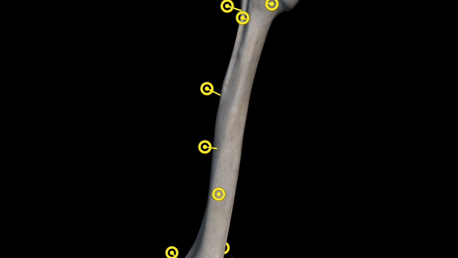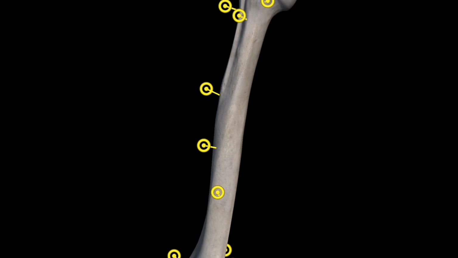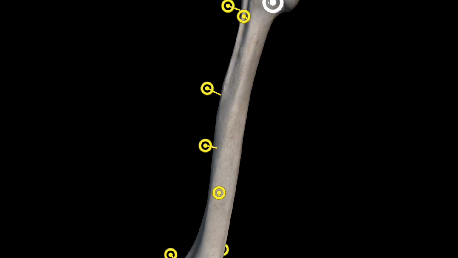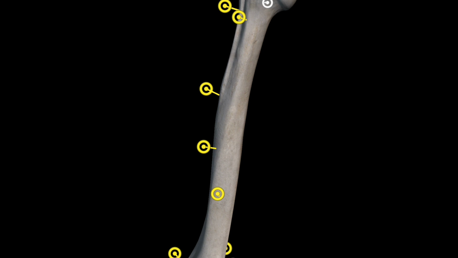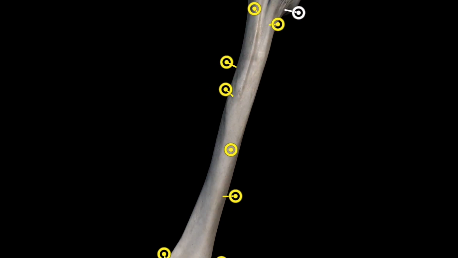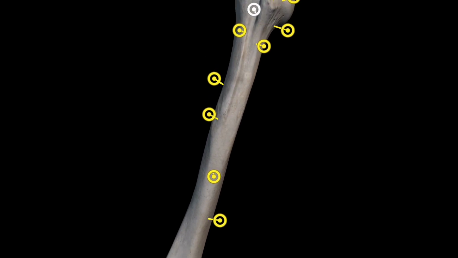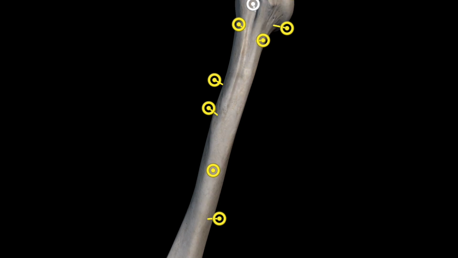Between the head of the humerus and the lesser tubercle there is the anatomical neck. This is the anatomical neck, and here is the surgical neck. Between the greater tubercle and lesser tubercle there is the intertubercular sulcus, in which the ligament moves. We will explain the muscles in the muscle video.